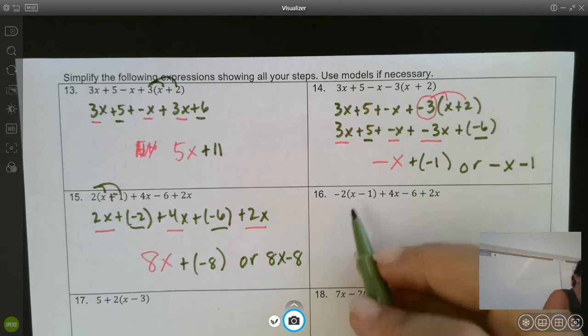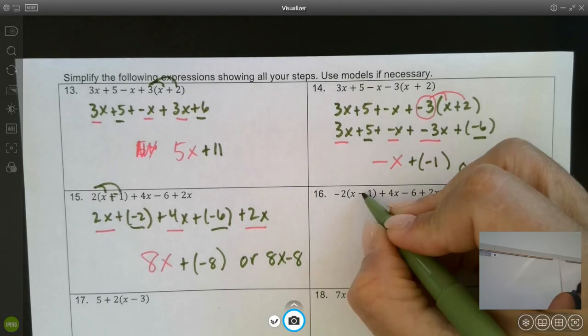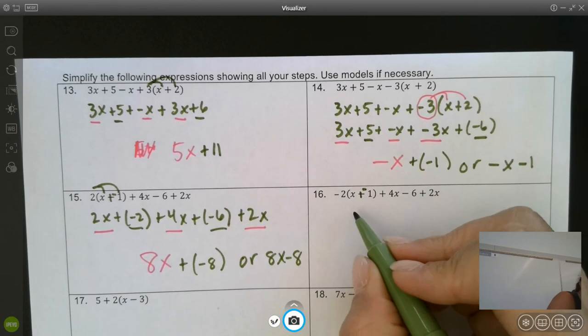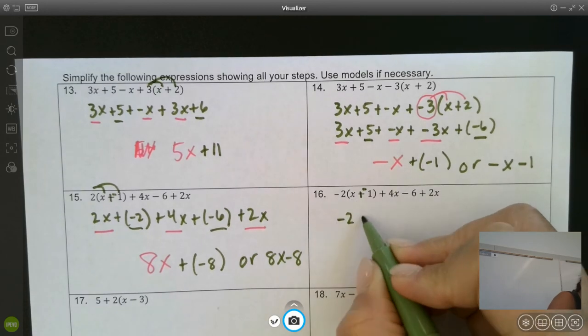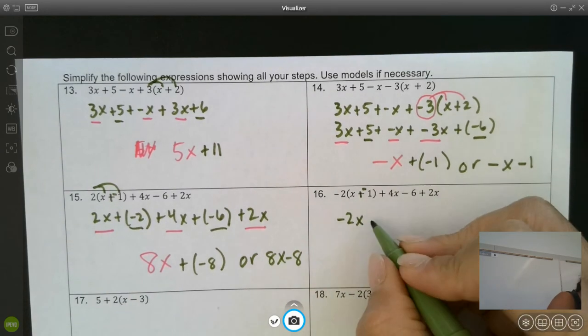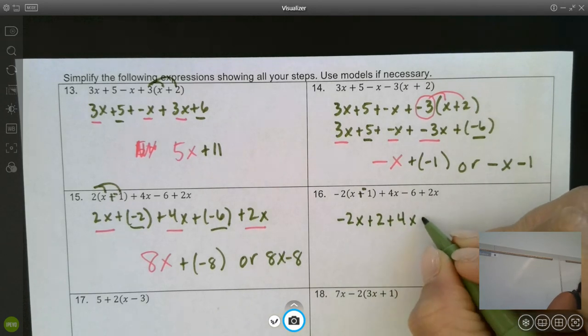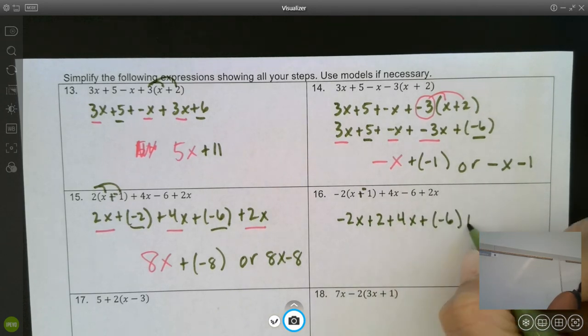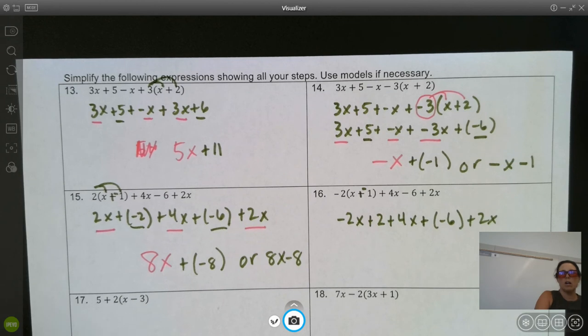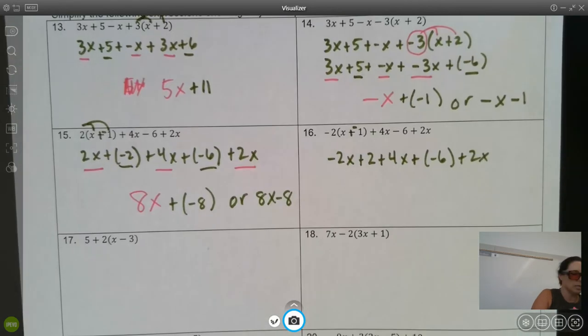All right, this guy. I'm going to rewrite that like that. So negative 2 times x and negative 2 times negative 1. I'm going to rewrite that minus 6 as plus a negative 6. All right, so there it is with all the minuses rewritten as plus negatives.